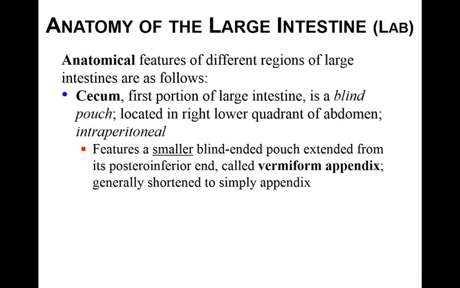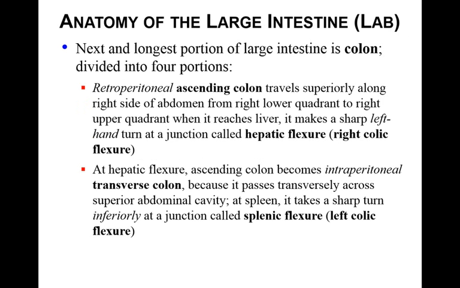This is going to form a smaller pouch called the appendix. You've heard of the appendix before. The next and longest part is the ascending colon, or the colon. Now, the colon is divided into 4 different regions.